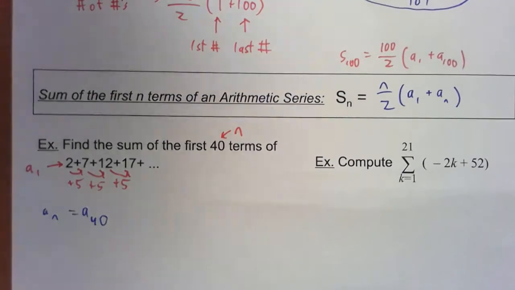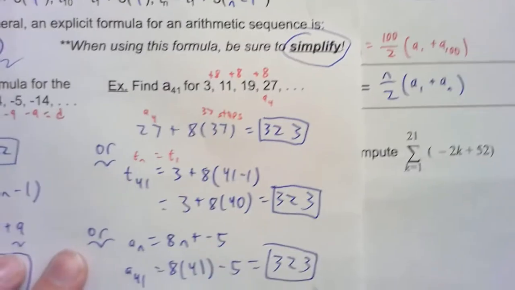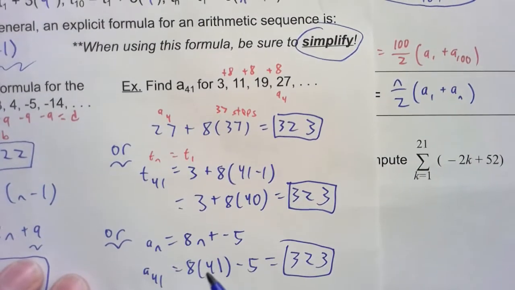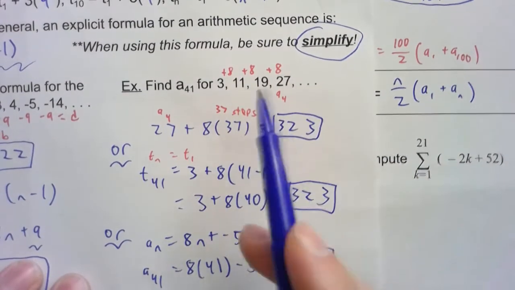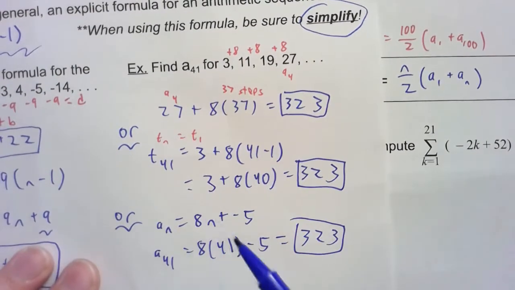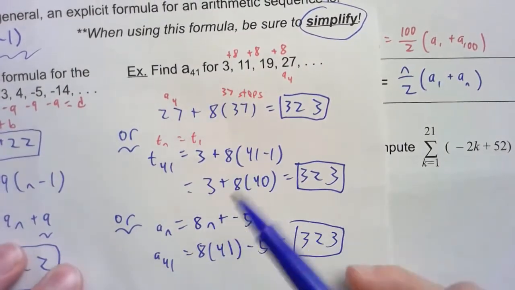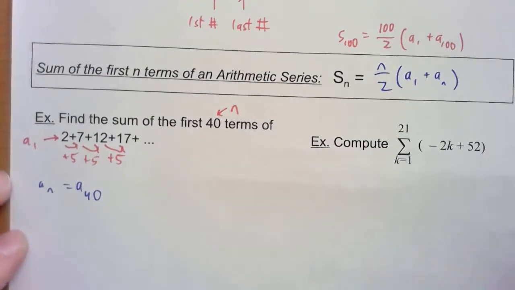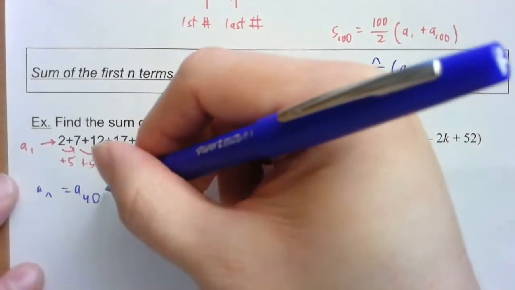That's just like this problem that we did back here. Back here we wanted a sub 41. Now we're just going to find a sub 40. If we had a sequence and we wanted to find a particular term, there was a whole bunch of ways to figure it out. So whichever one of those ways you liked better, I'll do the one that matches the formula, but it also makes sense if we're thinking about this here.